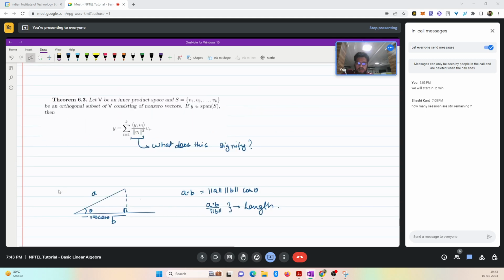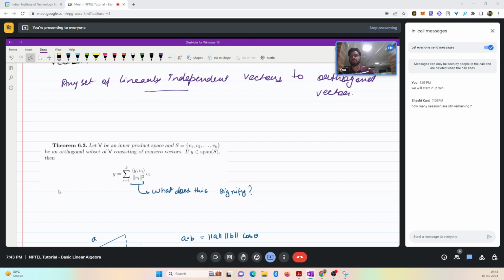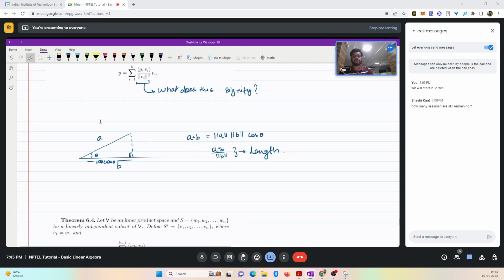Before that, let's look at a very small thing, that is projection. What we mean by projection. Let's say you have a vector A and you have a vector V. You want to find the length of this projection. Projection is like if you draw a line that intersects this thing at 90 degrees, then what is the length of this vector? This is what you want to find.